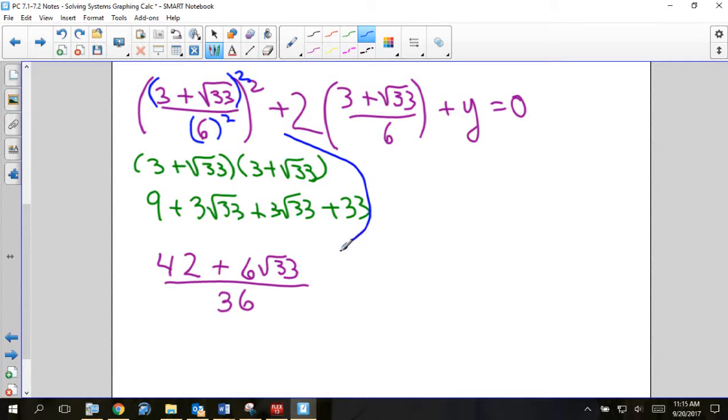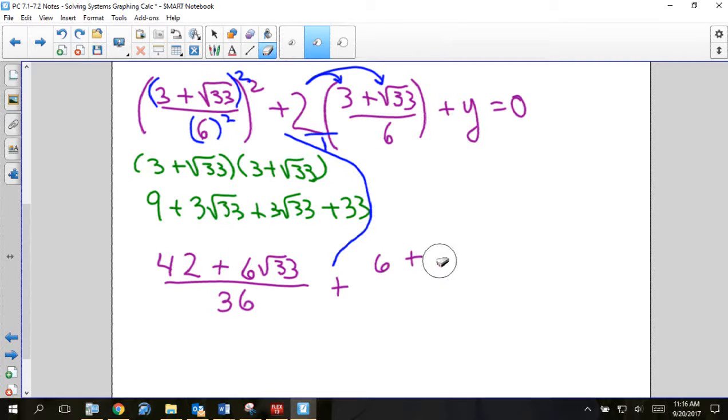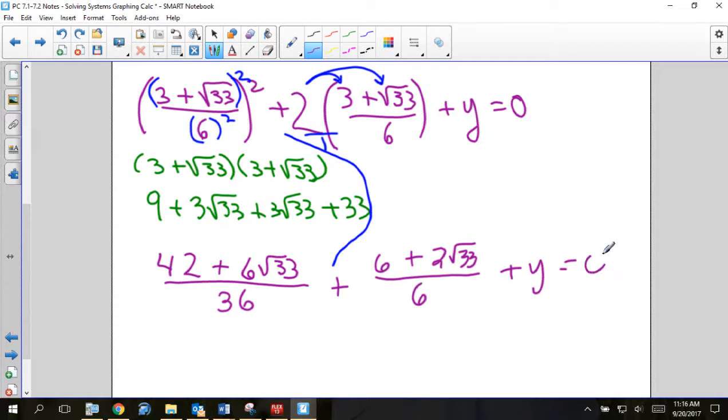All right, so now we'll bring down that plus sign. And what do I have to do here? I distribute the 2, but what's 2 over 1? So we are only distributing the 2 to the top numbers. So we get 6 plus 2 radical 33 over 6 plus y equals 0.